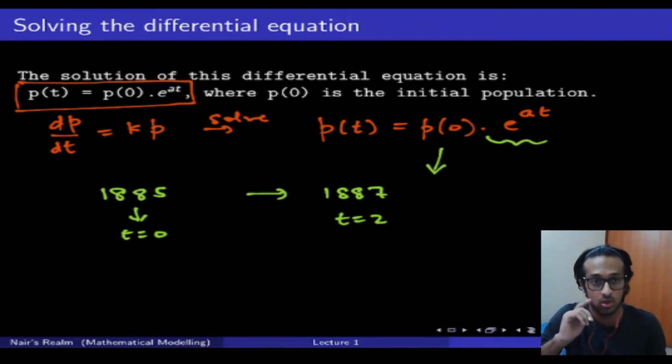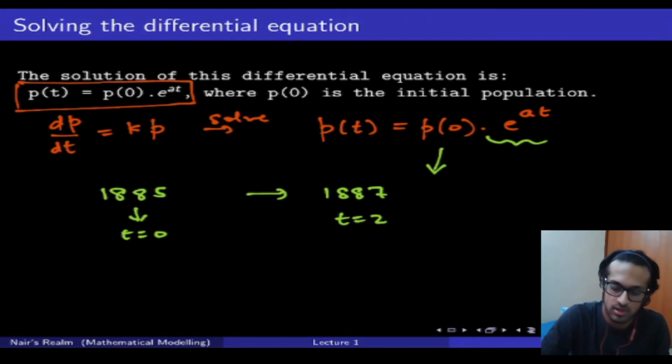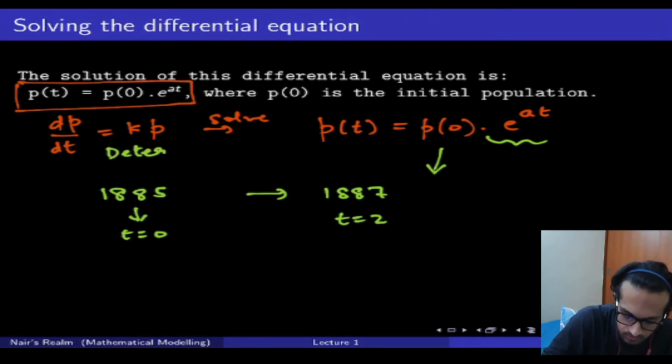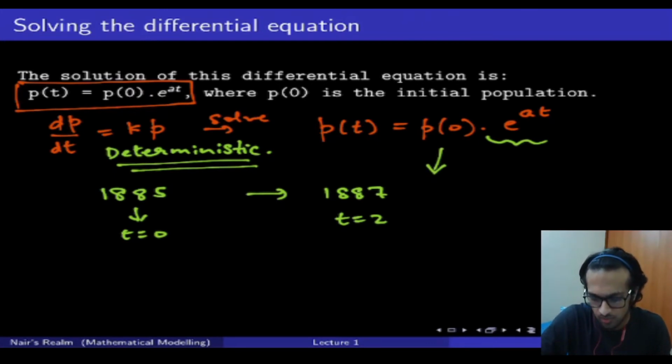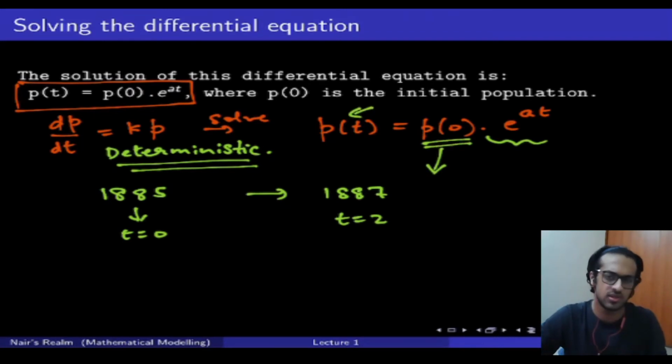Now I want to stress a few important things here, which I will deal with in great detail in the coming slides. One, this model is deterministic and it's not a stochastic model because there's no probability involved, right? What it says is that if the population is higher at the start, then at a later time the population will be proportional to it. That's it. Simple. If P of 0 is higher, P of t will also be higher. So it's a deterministic model.